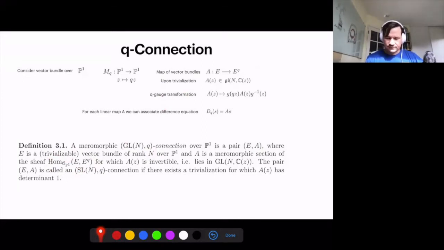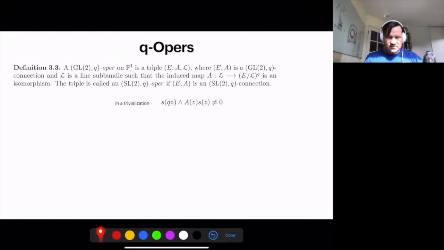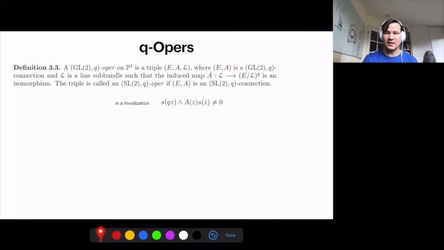Where A is an invertible matrix, right? And if you want to have a unit determinant, then you're talking about SLN Q connections. Okay, so a Q connection is the bundle and this linear map. Now, next, to get an oper, the Q-oper, we need to add a sub-bundle and an oper condition. For this, let me focus on GL2, so just a rank 2 vector bundle. So a GL2 Q-oper on P1 is a triple, right? So it's a bundle, a Q connection, E, A, and L, which is the line sub-bundle of E.